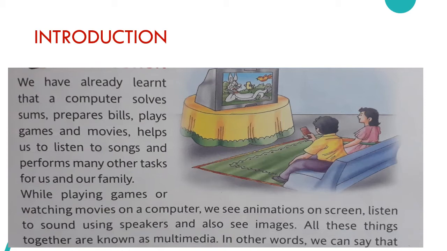While playing games or watching a movie on a computer, we see animations on the screen. Do you know what animation is? See children, animation is a movie, video or computer game in which drawings of people or animals seem to move. So when watching movies on a computer, we see animations on the screen, listen to sound using speakers and also see images.